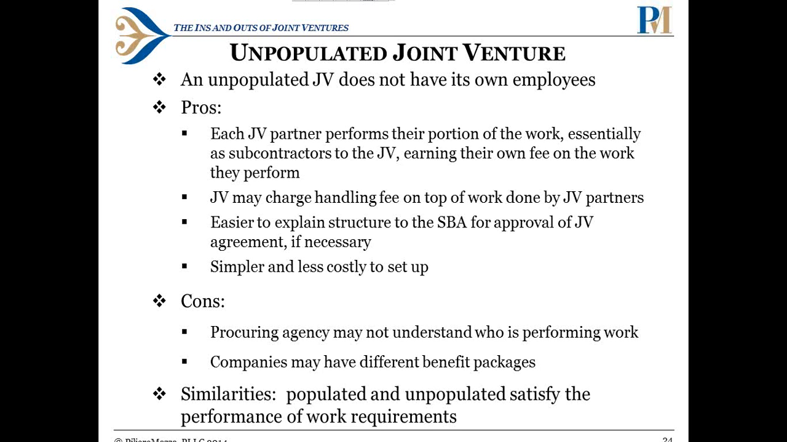And that's one of the disadvantages that you will find with a government customer, and where you may have an opportunity to do some educating, like I had mentioned earlier in the presentation, to let them know how an unpopulated arrangement works. But basically, the work is done by the two joint venture partners with their own employees, who stay on the payroll of the respective joint venture partners. The joint venture entity itself is basically a shell entity. It can charge a handling fee on top of the work done by the JV partners to cover administrative type expenses of the joint venture.